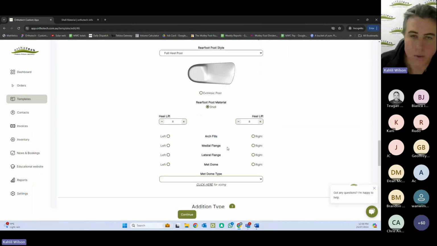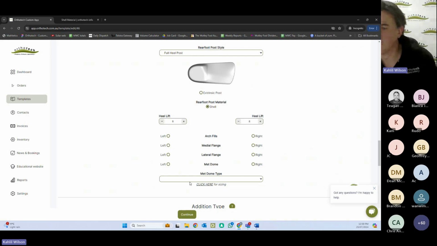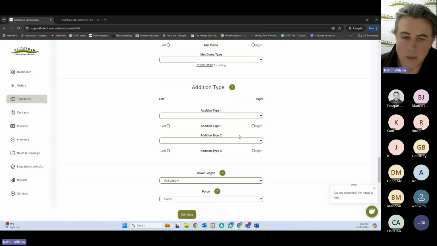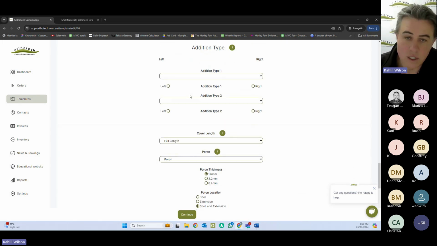Rear foot post is normal. Now, we've added an 8mm heel lift, which is sort of pushing the upper limits of what can fit in most shoes. Feel free to increase or decrease that. And we've done the heel post out of the shell material, but I've done the heel lifts out of EVA. So no other addition types.